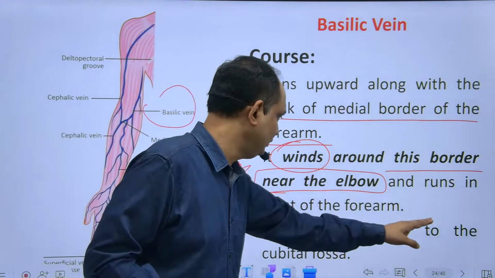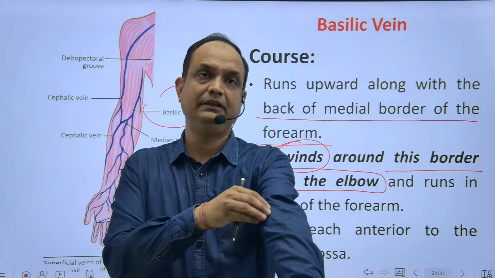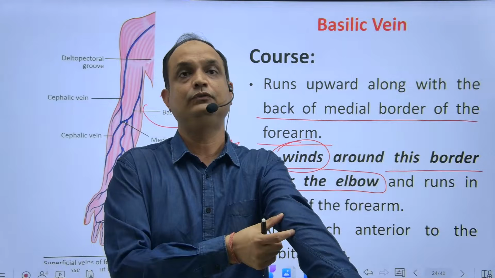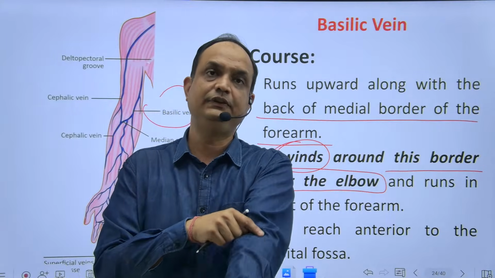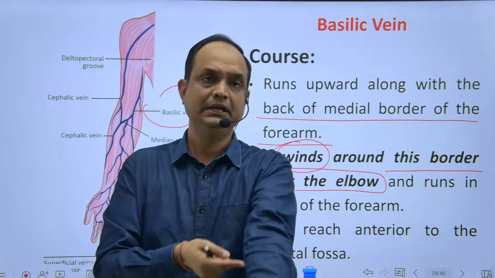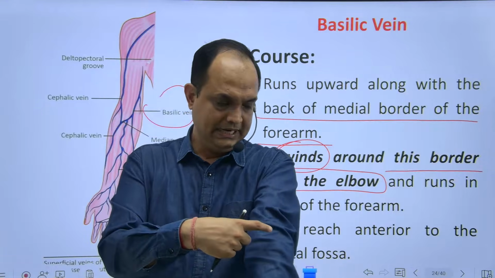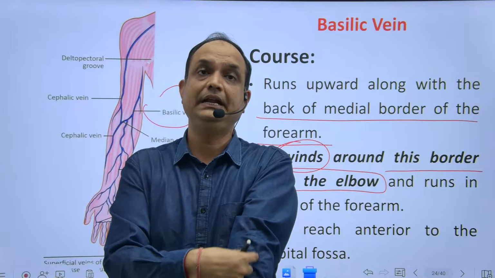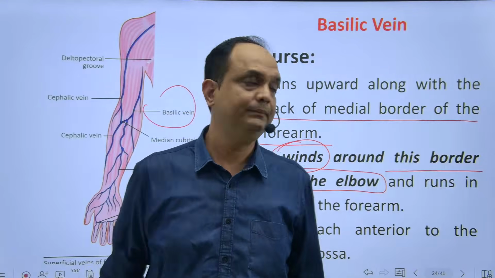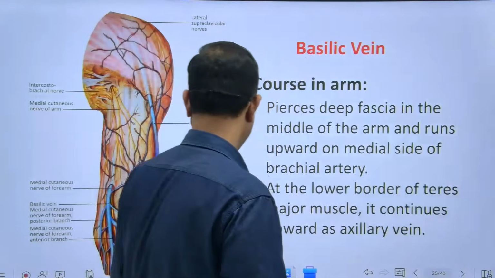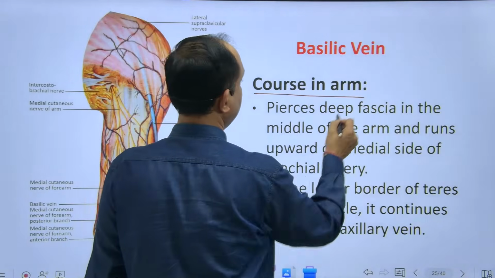Then it reaches the anterior aspect of the cubital fossa. So once it comes out here, it makes a turn on the upper part of the forearm, and then it comes to the elbow anteriorly. So this cephalic vein comes very early anteriorly, while the basilic vein comes anteriorly in the upper part of the forearm, and then both these veins are present anteriorly in the cubital fossa, where they are connected by the median cubital vein. Clear?